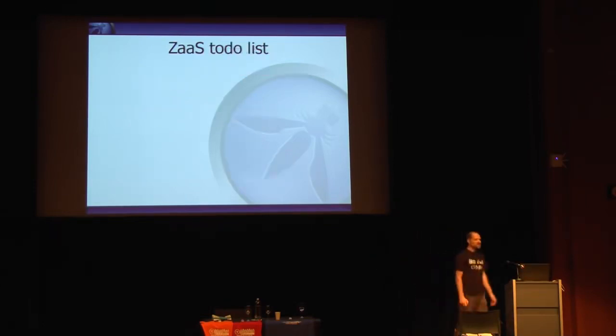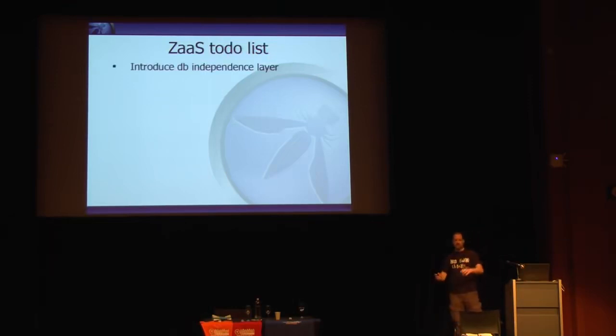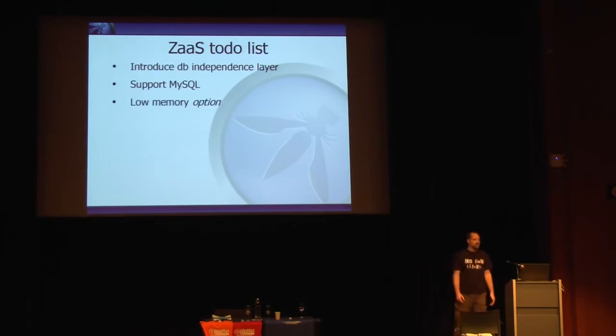So, what do we actually need to do? We need to introduce a database independence layer. HSQLDB is actually really good for the desktop. We don't want to say you've got to install MySQL or something. So we want to be able to switch between databases via config, but we also want to definitely support MySQL as well as other things. We want a low memory option. And again, this is something you probably won't want on the desktop, but on the server, you definitely want to build everything up within database tables, essentially.